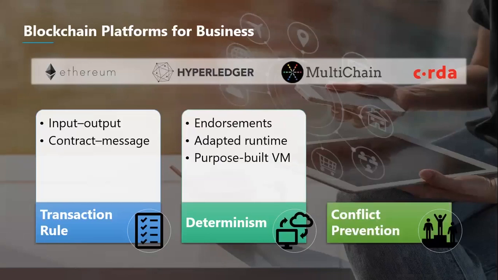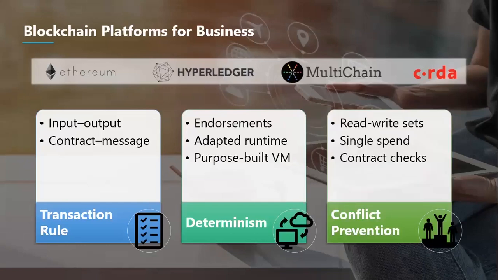Next is conflict prevention. With no central coordination, how do we deal with 2 transactions that each follow the application's rule but nonetheless conflict with each other? Conflicts can stem from a deliberate attempt to game the system, or they can be an innocent mistake.